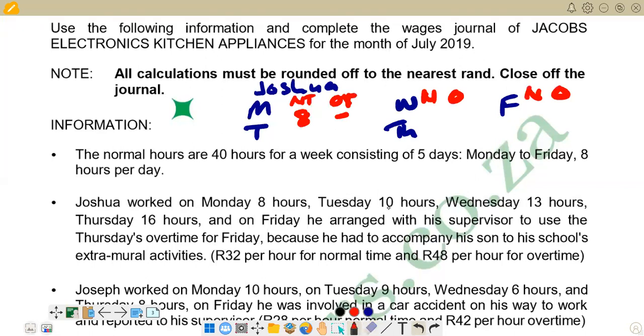Then on Tuesday, 10 hours. So what does it mean? Normal time is 8 hours. So we have our 8 hours, then the remainder becomes overtime. 10 minus 8, we have 2. So overtime, we have 2.